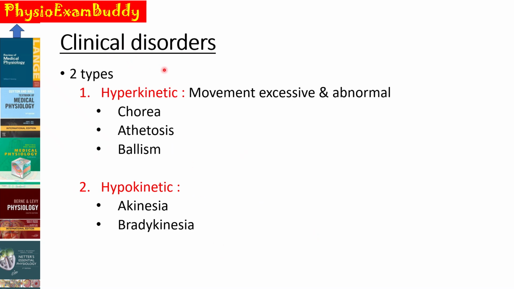Next, about the common clinical disorders. Mostly lesions of the basal ganglia produce two types of disorders, that is both hyperkinetic as well as hypokinetic disorders. In hyperkinetic, movement will be excessive as well as abnormal, whereas in hypokinetic the movement will be less as well as abnormal. And the examples of hyperkinetic movements are chorea, athetosis as well as ballism, whereas hypokinetic movements include akinesia as well as bradykinesia. So this can be asked as an MCQ question. Examples for hyperkinetic as well as examples for hypokinetic movements.